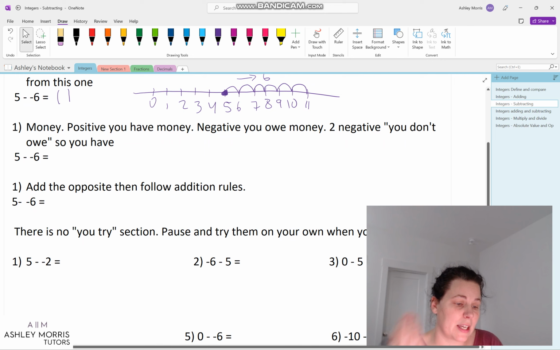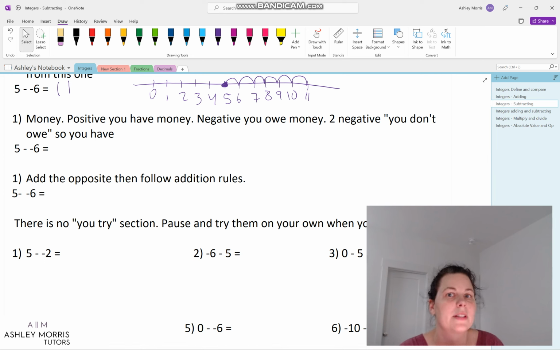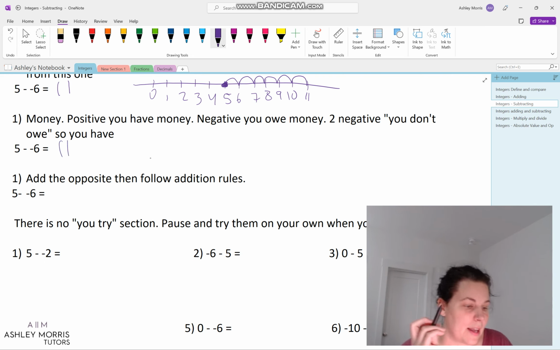So positive and negatives, I love doing money. Positive, you have money. Negative, you owe me. But those two negatives, they cancel each other out. So you don't owe me, which is the same thing as you have. So 5 minus negative 6. You have $5. You don't owe me 6. So you have 6. 5 and 6 make 11.